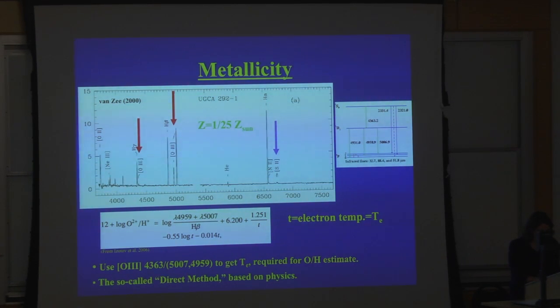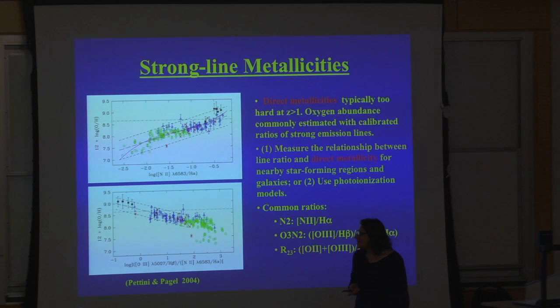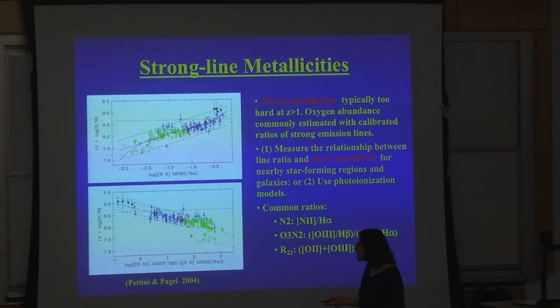So rather than using physics to estimate oxygen abundance, we use astronomy, and that means, in the local universe, taking cases where we could get direct oxygen abundance measurements, and then measuring how this real oxygen abundance estimate compares with an empirical indicator that we can measure, which is just the ratio of these different strong emission lines that are easy to detect over a wide range of redshifts.